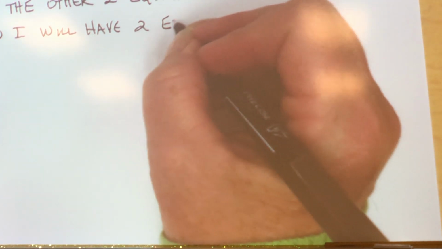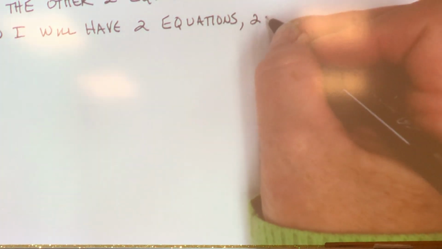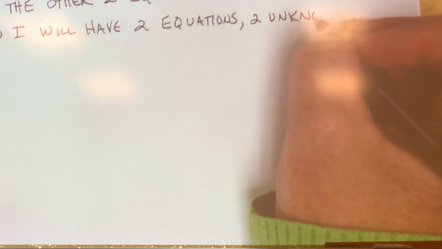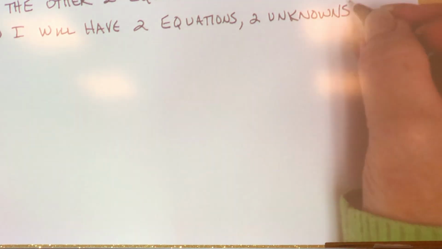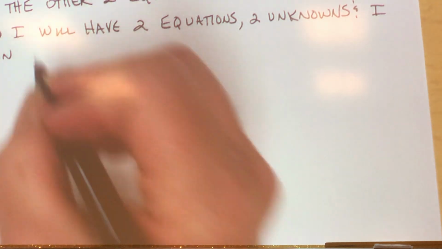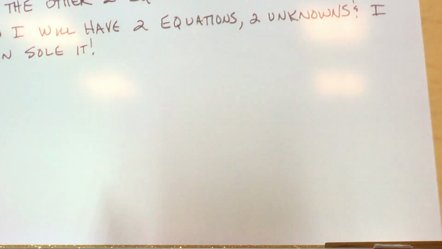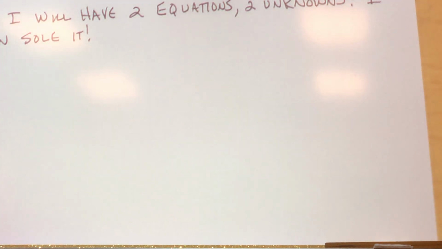Okay? Now, number 3, now I will have two equations, 2 unknowns, and I can solve it. Because we know how to do 2 equations, 2 unknowns. Okay? So that's all I have to do.